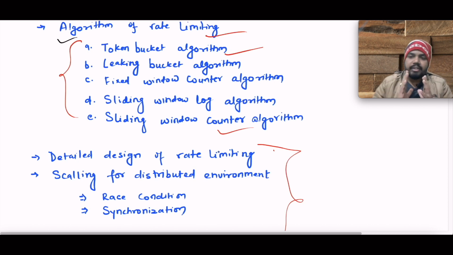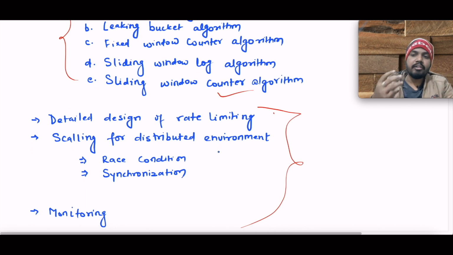Now we know everything about the rate limiter: how you can design it, where we should put it, whether at the client side, the server side or in the middleware, and what algorithms should be used for it. Then the detailed design, which we have already discussed, and the rules, how you can define the rules of the rate limiter, and then why we need monitoring of the rate limiter server.